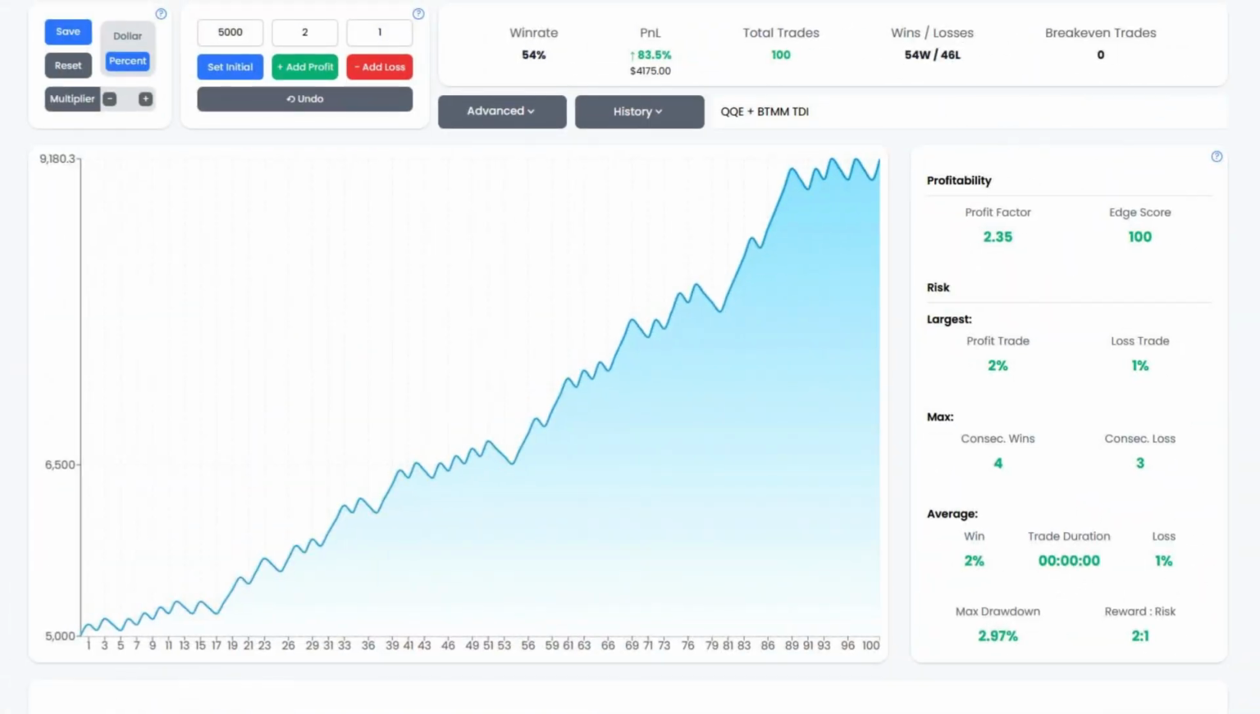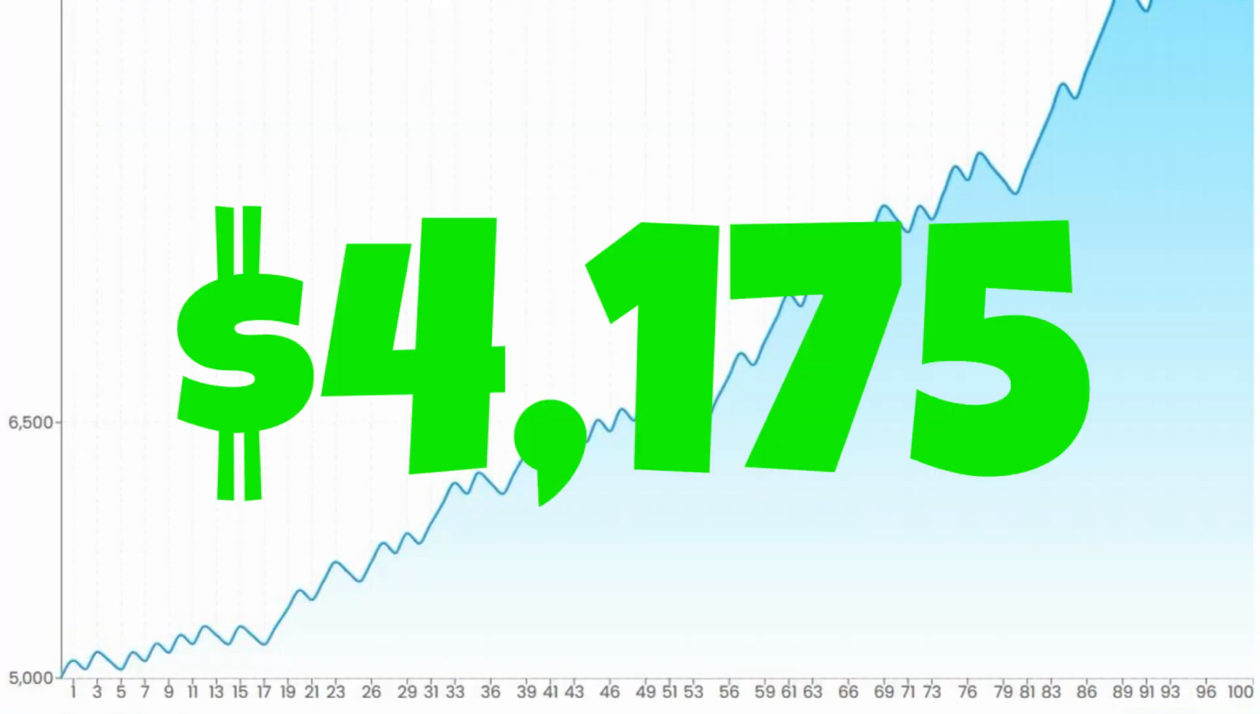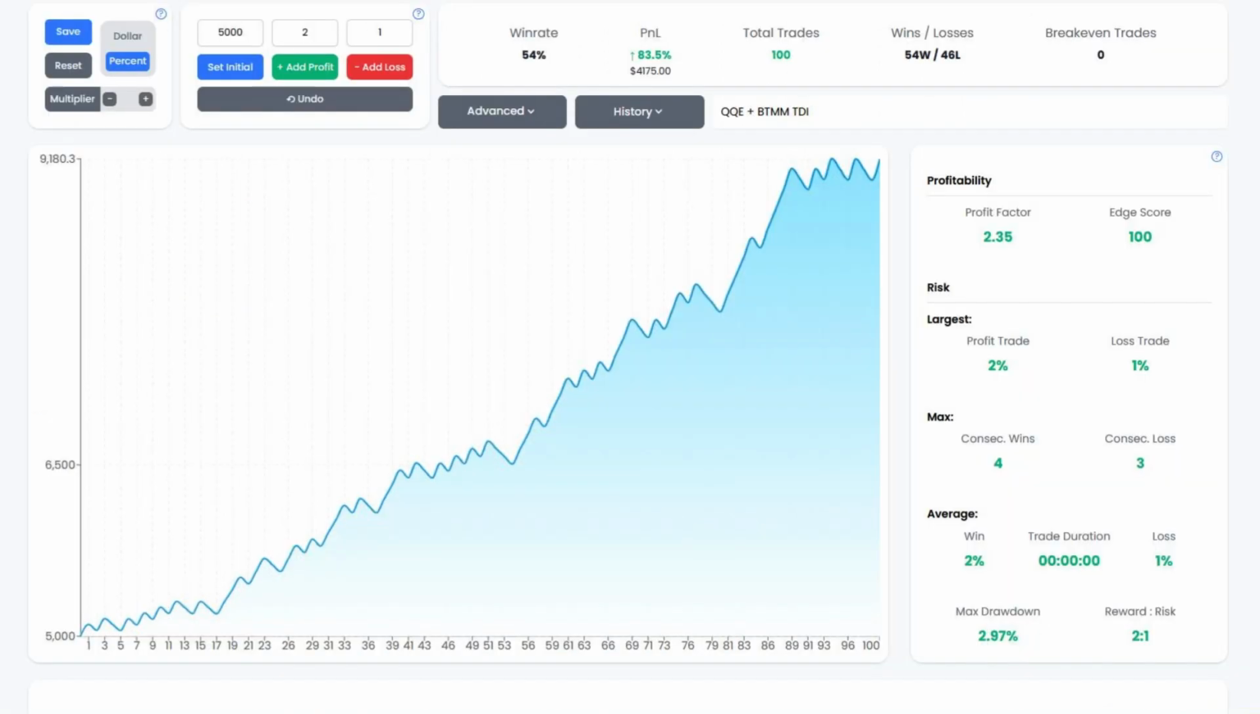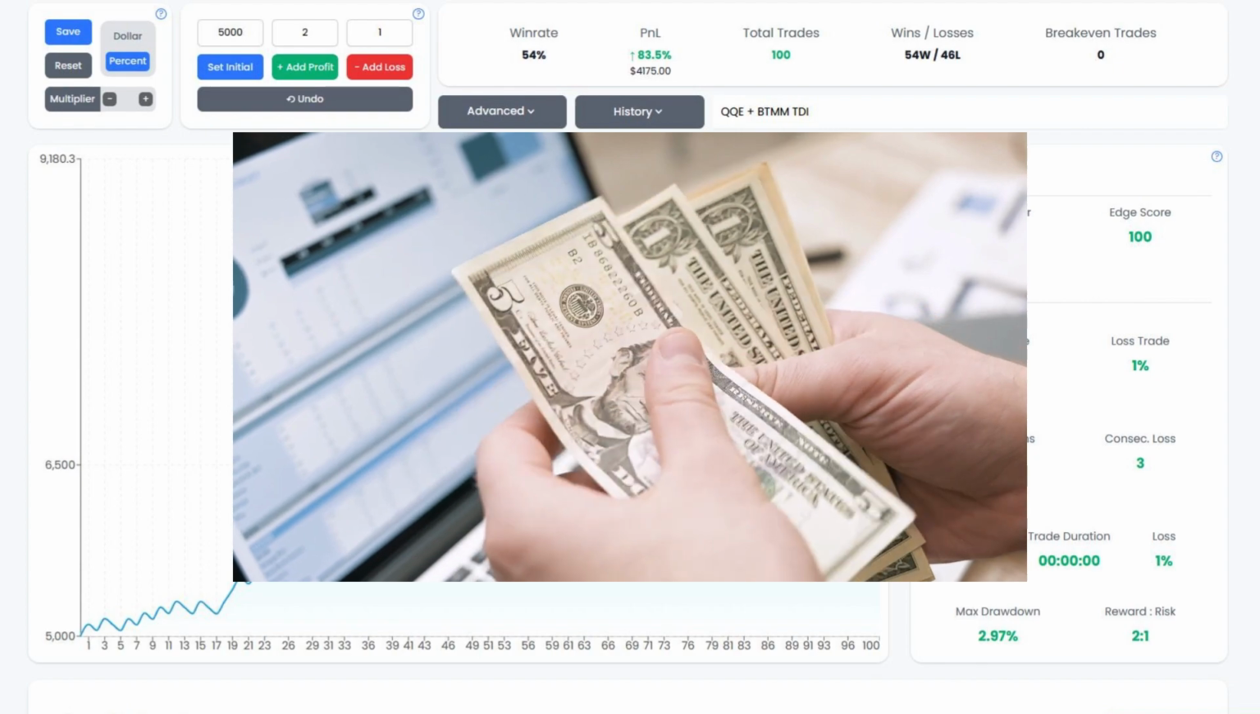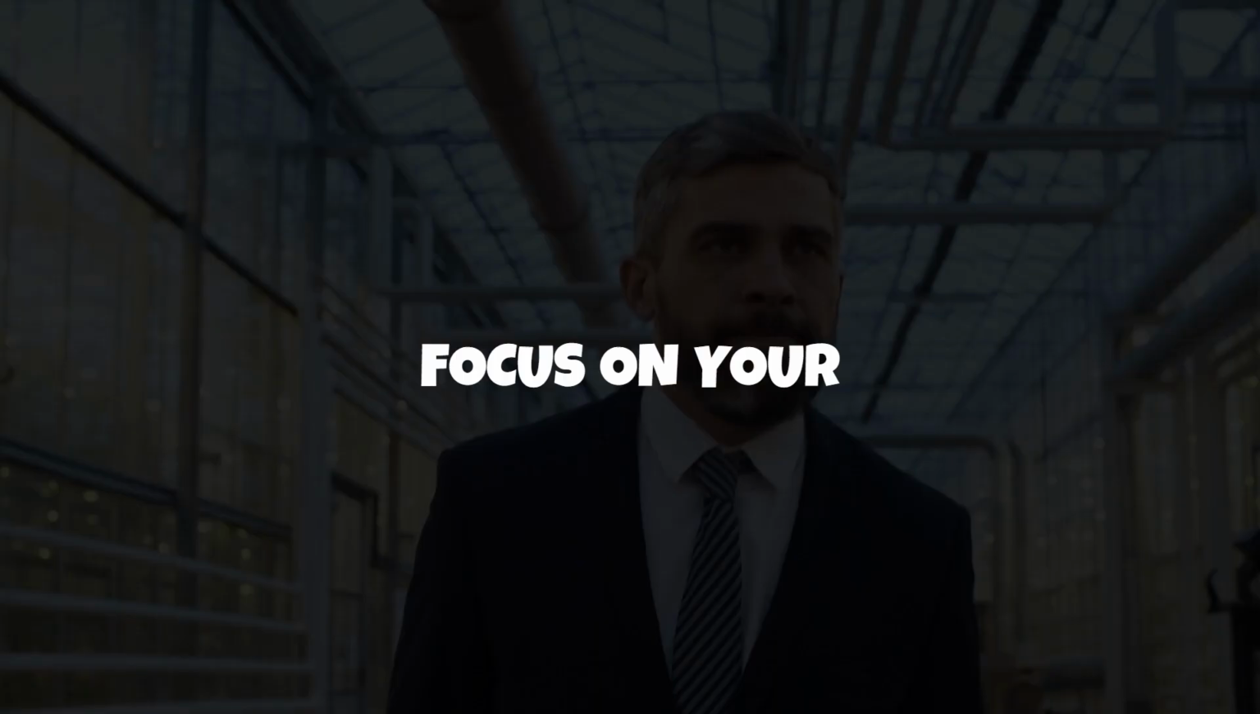So here we can see the rumors are true. You don't need a 100% win rate to pay the bills. With a $5,000 My Forex Funds account we could have made a massive $4,175. The win rate is 54%, which isn't crazy, but with a risk to reward of 2 or higher this is completely fine. Just make sure to focus on your trading psychology. Remember, always bring a ladder so you can climb the markets.